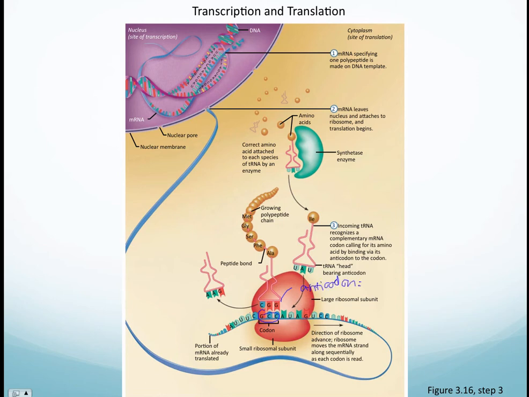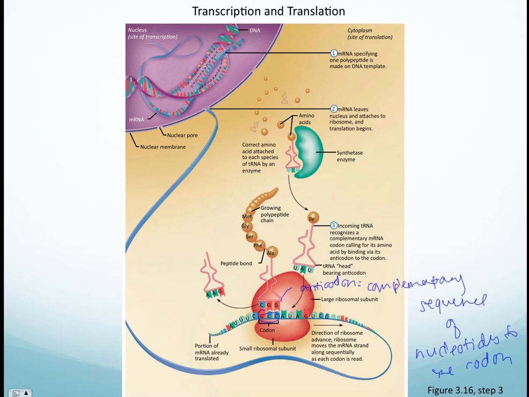This is the complementary sequence of nucleotides to the codon. Alright, and then of course, what's attached on the other end of this? We have the amino acids.